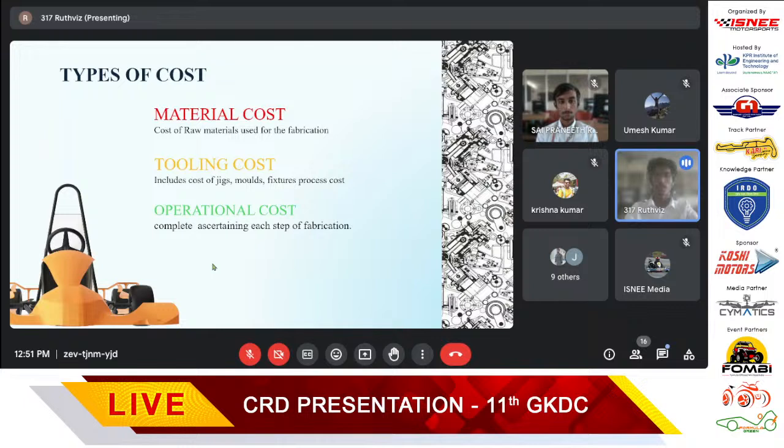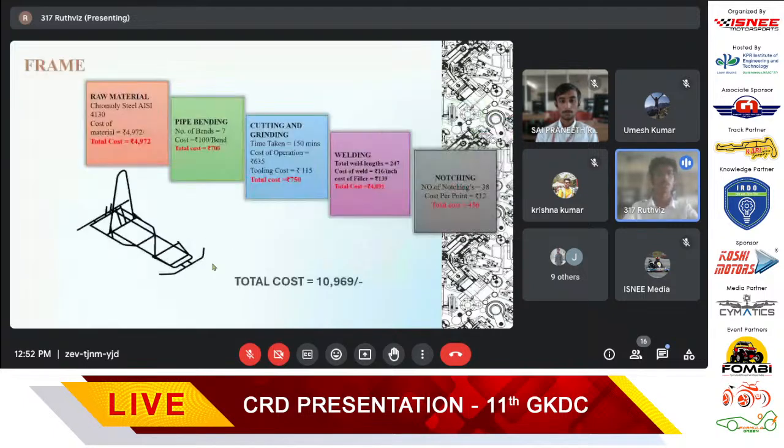Material cost is the amount of material and the quantity of the raw material used. Coming to tooling cost, it includes all the jigs and the tool cost for which the machining is done. Coming to operational cost, it's the procedure cost of any item. So first division is frame.